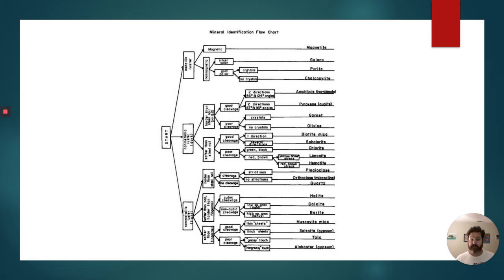If it has visible crystals, it has that cubic crystal form, then you're looking at pyrite. If it doesn't, you're looking at chalcopyrite. So that's how you use this sort of flow chart. Feel free to pause the video and look at this. I think we could also get you a copy of this if you'd like. We can put it in the class files or something.